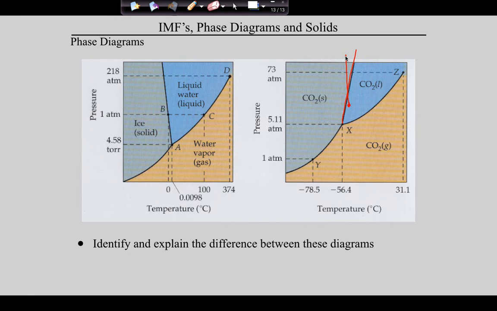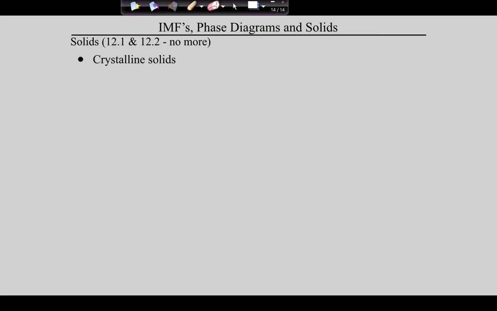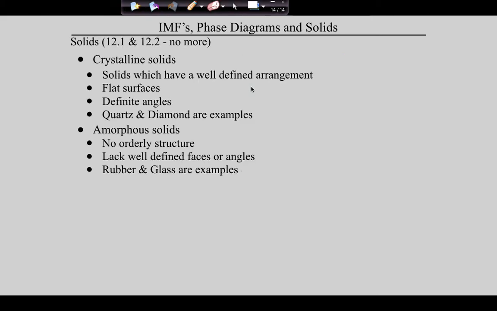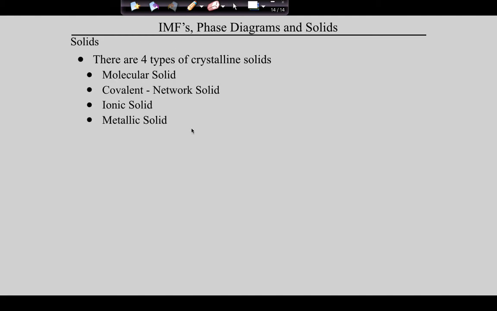Yep. Okay. So guys, with all of that said, there is one more thing that we need to address, and it's all about solids. This is in 12.1 and 12.2. Don't read anything more, but do read those. You're going to run into the idea of crystalline solids. You're going to run into the idea of amorphous solids. Then, under the heading of crystalline solids, you're going to find out that there are 4 types. There are molecular solids, covalent network solids, ionic solids, and metallic solids.